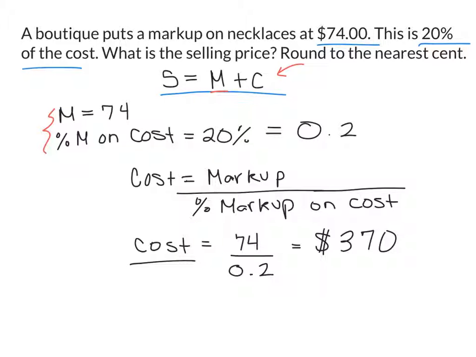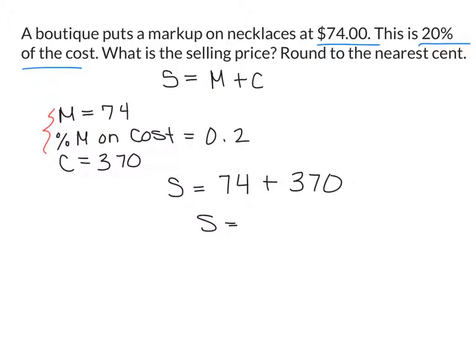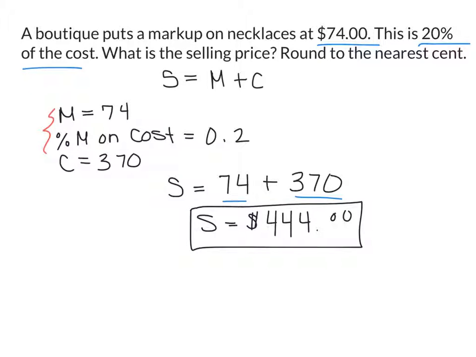Now we can take the value for cost and plug it into our top formula to find the selling price. Okay, when we plug in a value of $370 for the cost and $74 for the markup, the selling price becomes 74 plus $370. When we add those two values together, we get $444. So the selling price of the necklace is $444. And that's our final answer.